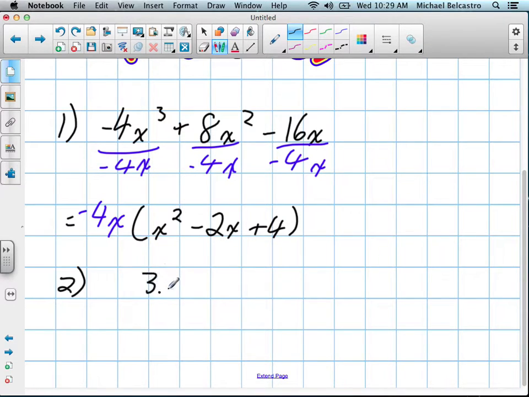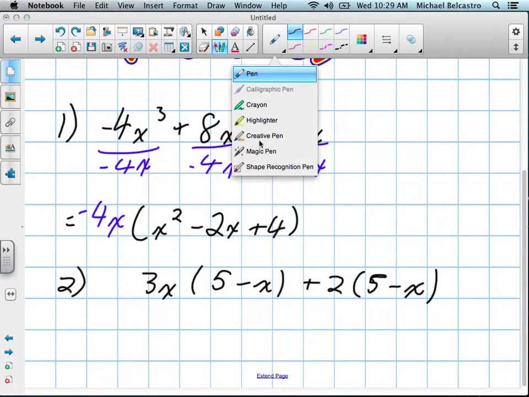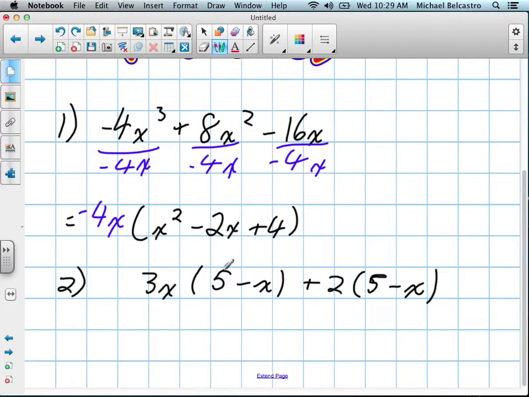We'll have 3x(5 minus x) plus 2(5 minus x). Okay. So, we need to common factor this. This question looks quite different from what we had before. One thing we might be able to do is to expand it, but I want you guys to recognize common factors here. Think of this bracket as a term in itself.